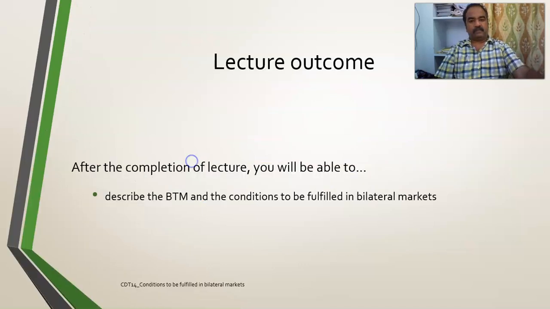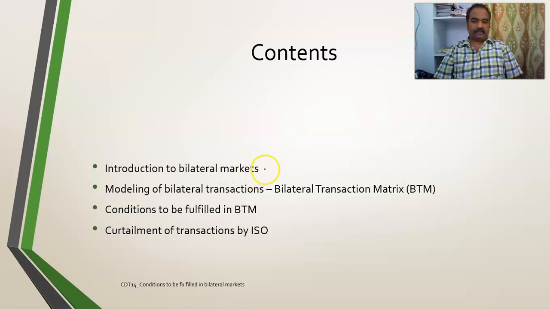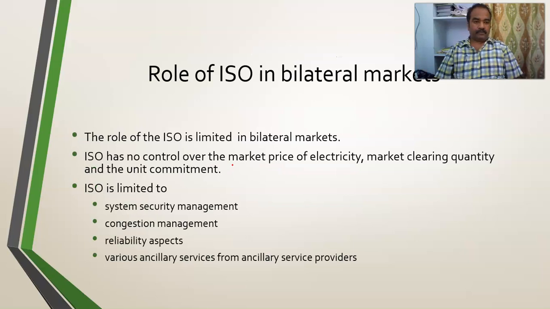Moving ahead, I hope that you will be able to describe the bilateral transaction matrix by the end of this lecture. I will start with the bilateral markets, because we have already seen them in the last video lecture, and then I will move on to the BTM, normally called the bilateral transaction matrix, followed by the conditions which are to be fulfilled, and next we will see how curtailment of transactions is done by the independent system operator. First of all, we'll start with the role of ISO in bilateral markets.